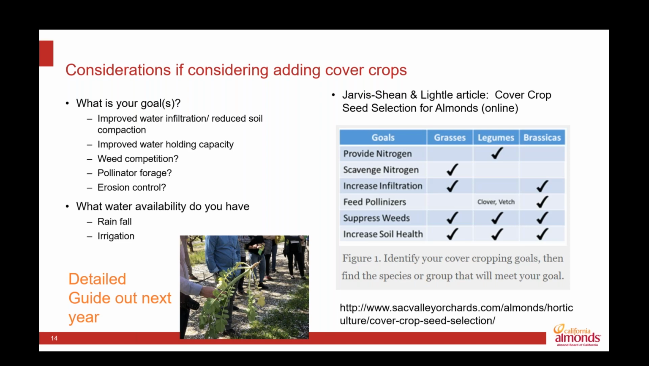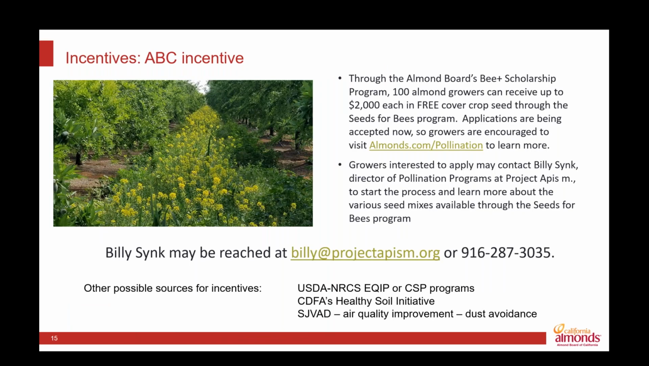And along those lines, incentives, the Almond Board currently actually has an incentive program going on. If a grower is interested, contact Billy Sink from Project Apis m. I believe he's also online. And then there are also the other sources for incentives: USDA NRCS, CDFA's Healthy Soils, assuming they get funding this year. And the San Joaquin Valley Air District has actually had some funding in this arena, mainly worrying about wind erosion and so forth.